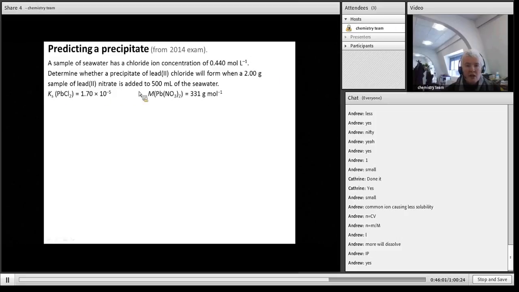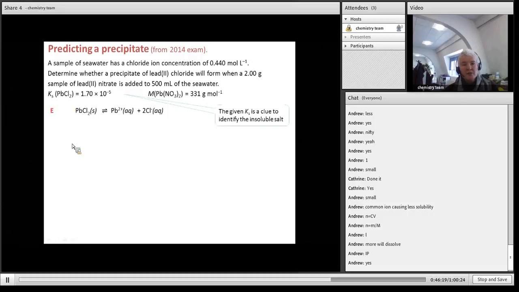Now, there they give you a molar mass of lead nitrate, but if you want to work out what insoluble salt you're working with, always look for the equilibrium, the solubility product. Okay, so the opposite clue. So EQ method, always equation first. So find out which one it was. It's lead chloride going to 1 lead ion and 2 chloride ions, and then you write the solubility product expression. Okay, because you'll get your IP from that, because they're exactly the same.